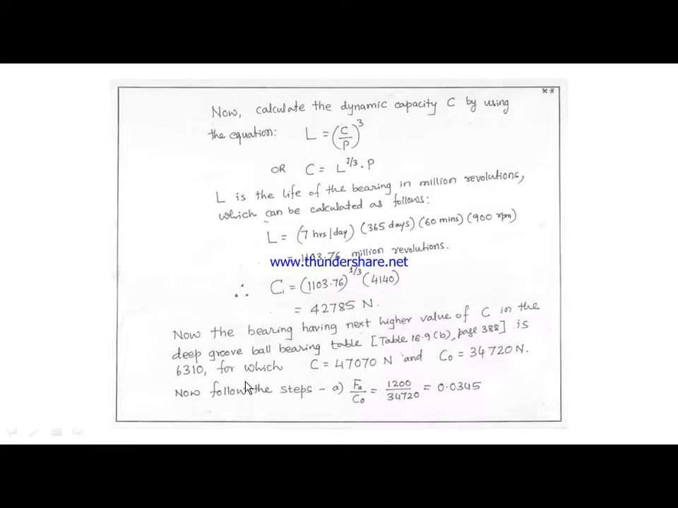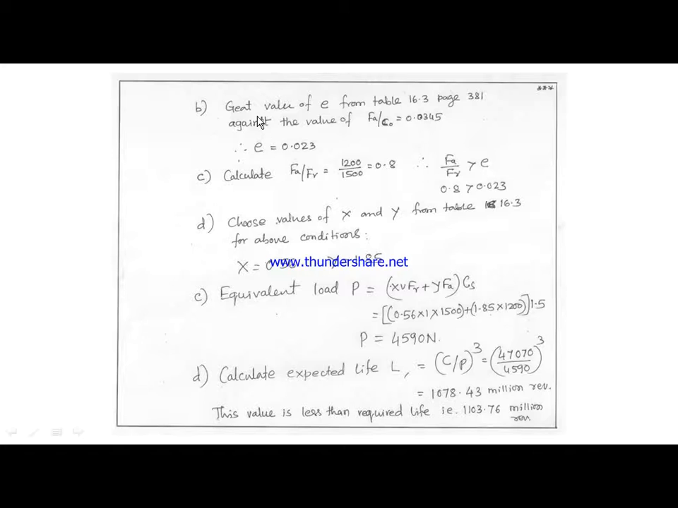and static capacity C naught is 34,720 Newton. So again, when you know these values, repeat the same steps as have been explained in the previous problems. First step is to calculate the ratio Fa by C naught, 0.0345. Get the value of e from table 16.3, page 381, for this value of Fa by C naught. So e value is 0.023. Also calculate the ratio Fa by Fr, which is 0.8.